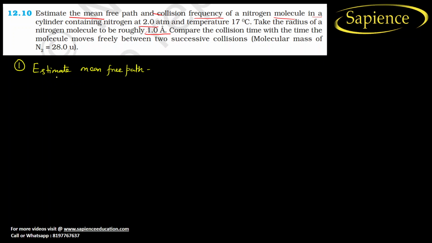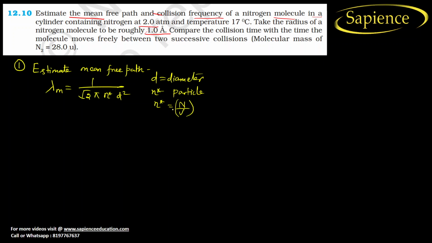So the formula for mean free path, that is lambda m, is equal to 1 by root 2 into pi into n star into d square. d is equal to diameter. n star is particle density. Basically, if you want to find n star, this will be equal to total number of particles divided by volume. So this is particle density.